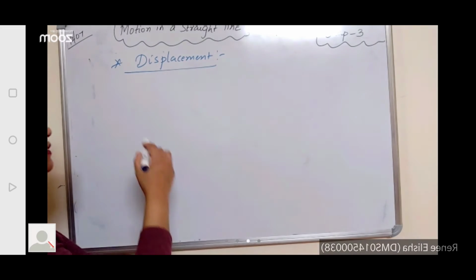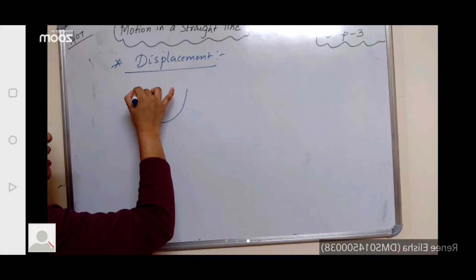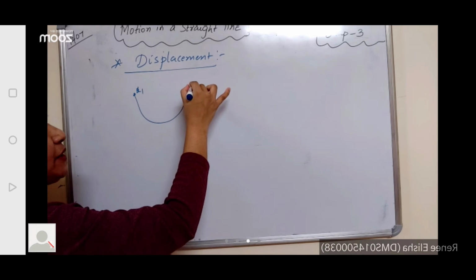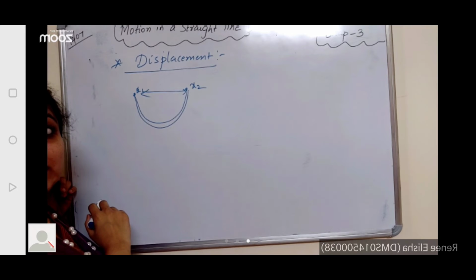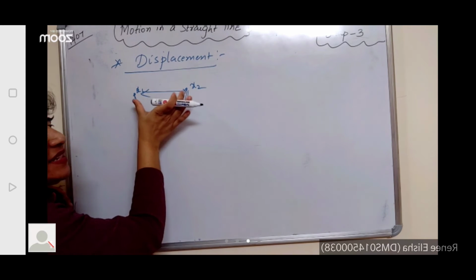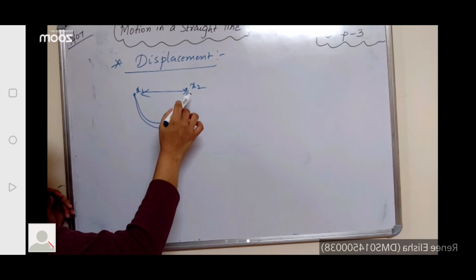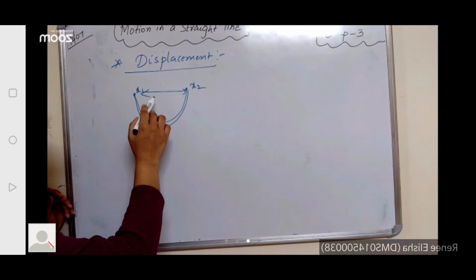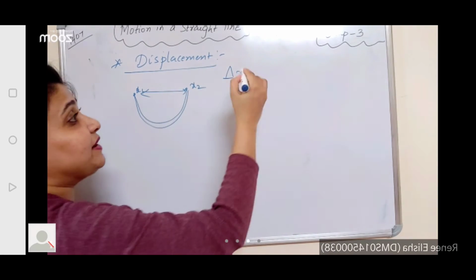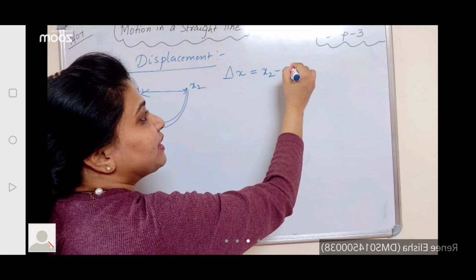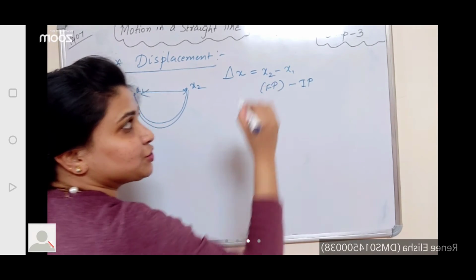Suppose I'm going a path length this much. This is the starting point x1 and this is the ending point x2. So instead of going the full distance, the shortest distance traveled between two points of the object is called displacement. Displacement is denoted by delta x, where delta x is equal to x2 minus x1, the final position minus the initial position.